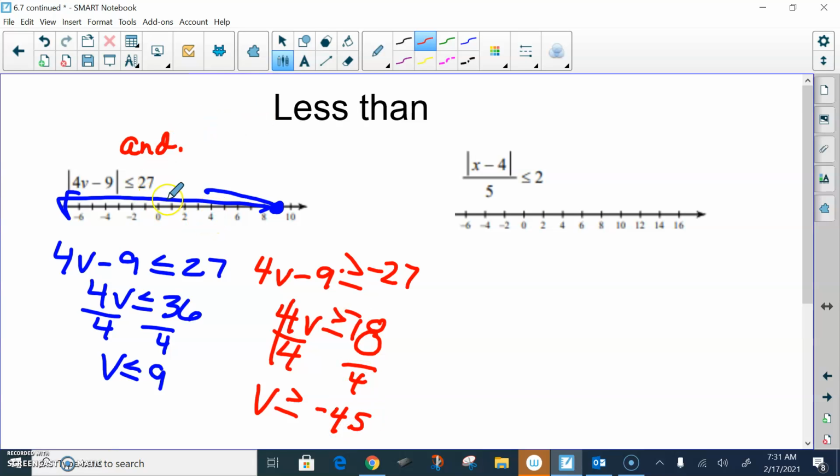4.5. So we find negative 4.5. That'd be right about here. Put a solid dot. And we're going to shade to the right. It has to be greater than. So we want the overlapping part.